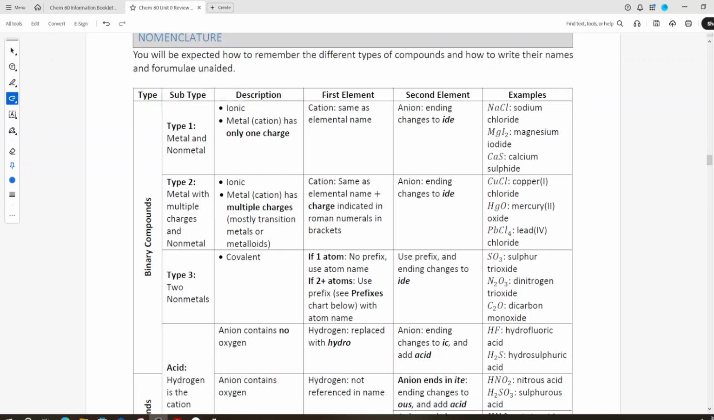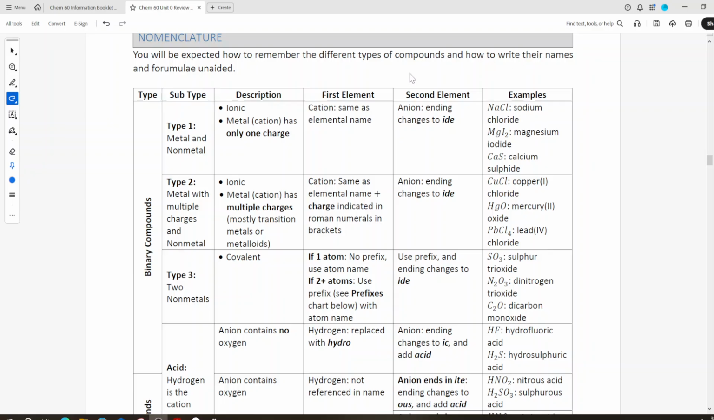Alrighty, here we go. Now we get to get into chemistry. So our other review was kind of mathy, and this is going to feel very chemistry. So we are going to look at nomenclature, which is naming types of compounds and then writing the formulas of those compounds from their names.